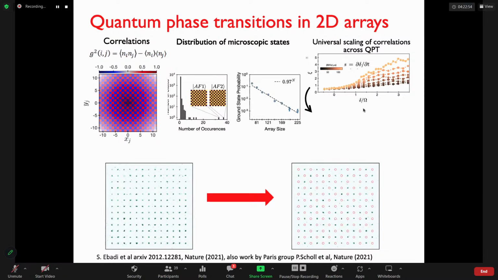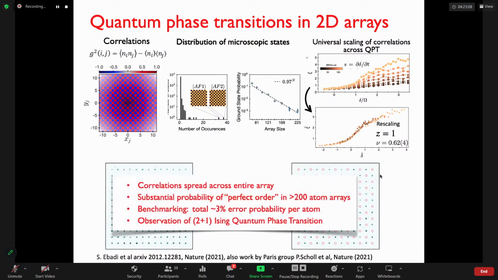But actually, it turns out that you can use this kind of information to understand the nature of the phase transition. For example, by rescaling these curves with the speed with which you evolve, you can basically extract things like critical exponents. And in fact, what we have done here corresponds to the first observation of this so-called 2+1 quantum Ising phase transition. So it's actually a textbook phase transition, which has not been seen up to now.